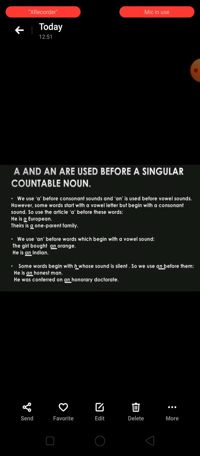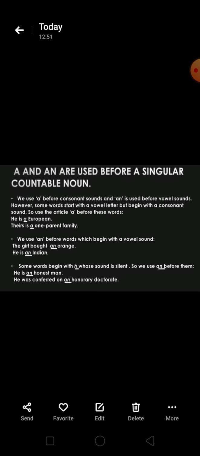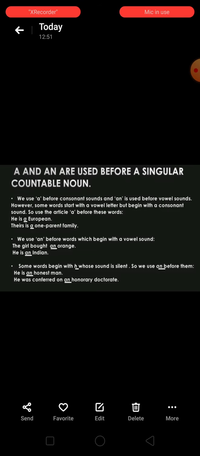We use an before words which begin with a vowel sound. For example, the girl bought an orange. He is an Indian. The words orange and Indian begin with a vowel sound. That's why we will use an with that.